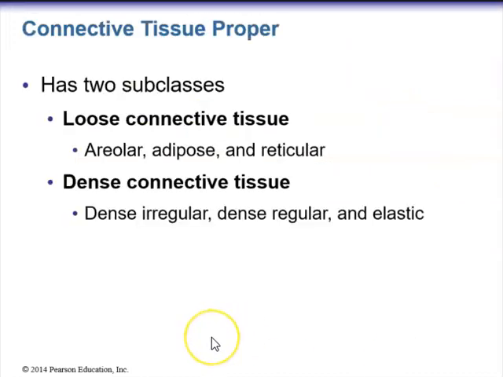First we're going to go into connective tissue proper. The 2 subclasses of connective tissue proper include loose connective tissue as well as dense connective tissue. Under loose connective tissue we have loose areolar connective tissue, adipose, and reticular loose connective tissue. For dense connective tissue we have dense irregular, dense regular, and elastic connective tissue.